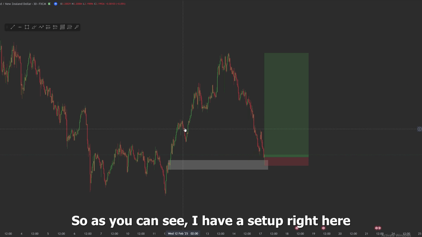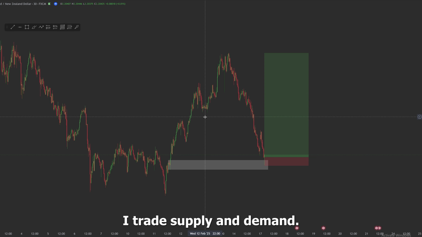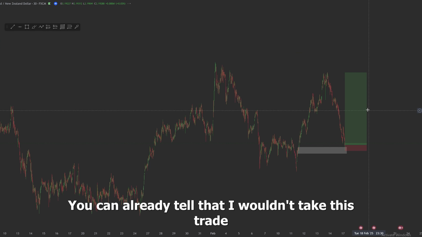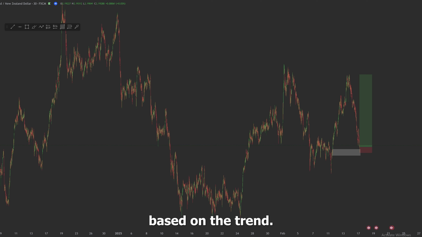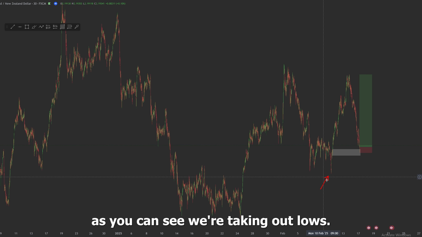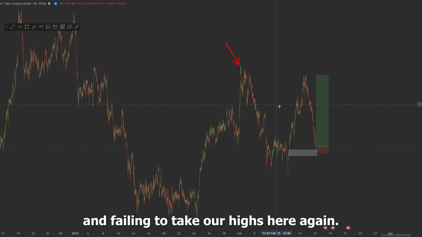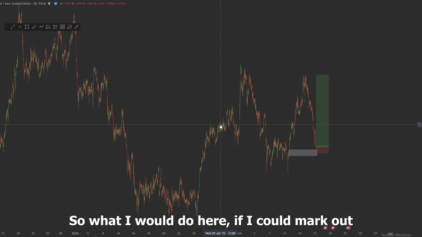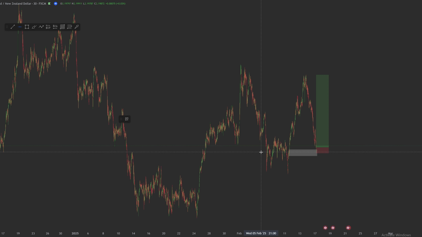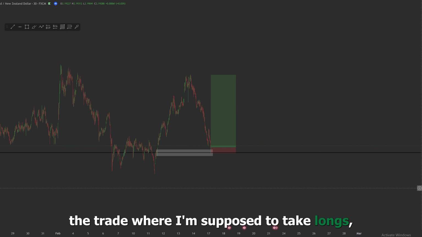As you can see, I have a setup right here. I trade supply and demand. Most of you already know this. You can already tell that I wouldn't take this trade based on the trend. As you can see, we're taking out lows, we're failing to take out highs, and failing to take out highs here again. So what I'll do here is I'll mark out the trade where I'm supposed to take longs.